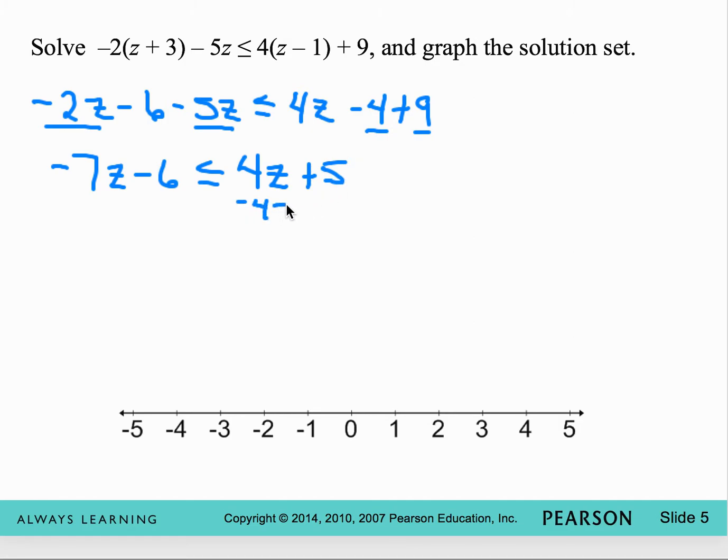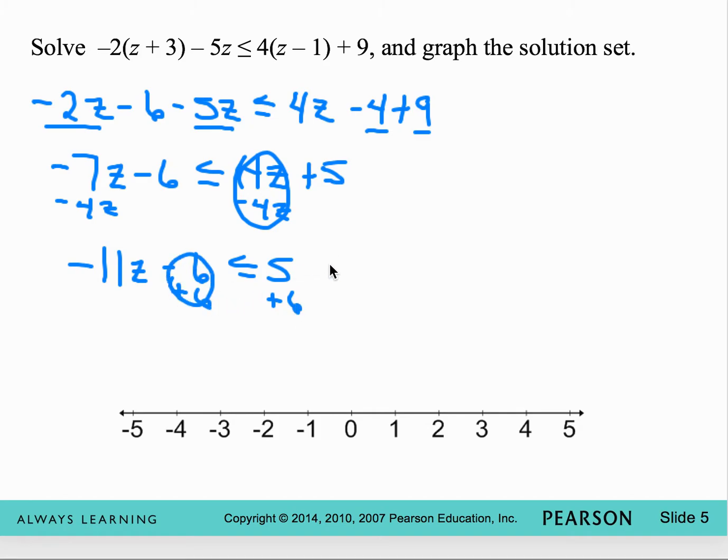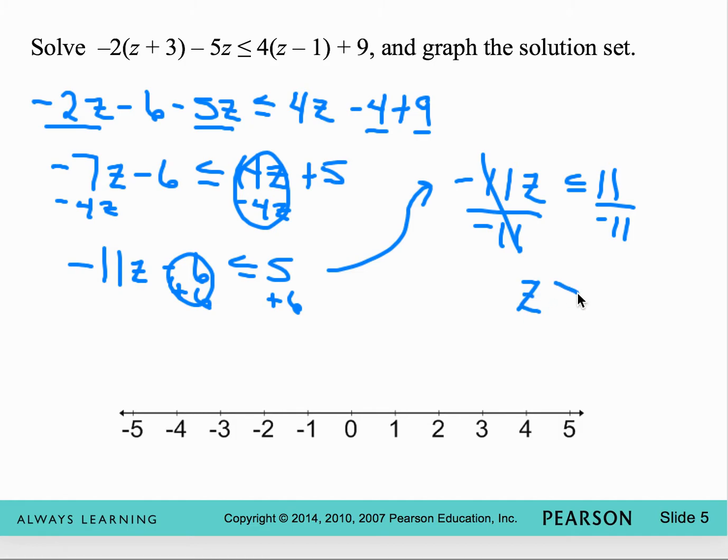Put all your variables on the same side, and that needs to be the left if it's an inequality. So I have negative 11z minus 6 less than or equal to 5. Undo whatever's being added or subtracted to the variable. So we have negative 11z less than or equal to 11, and undo whatever's being multiplied by the variable. But remember, if you multiply or divide by a negative, you got to change the sign. So we would really have z is greater than or equal to negative 1. All right, open circle or closed circle? The equal part tells me to make it a closed circle, and the arrow's pointing to the right, so that's where I'm going to draw my arrow.